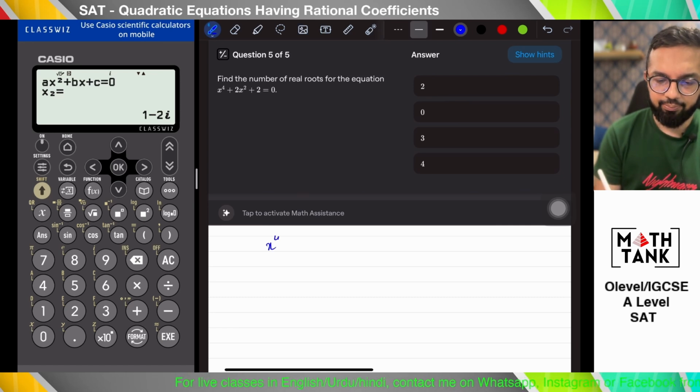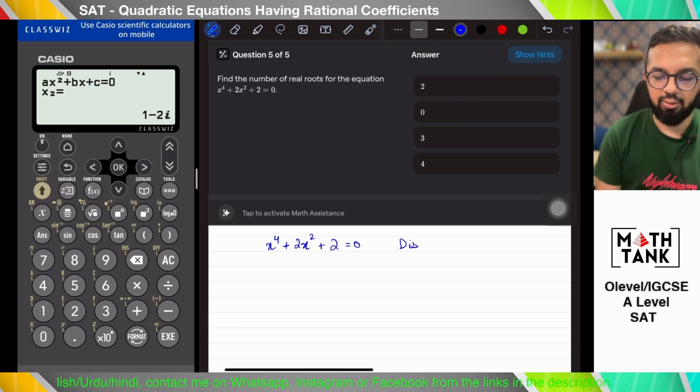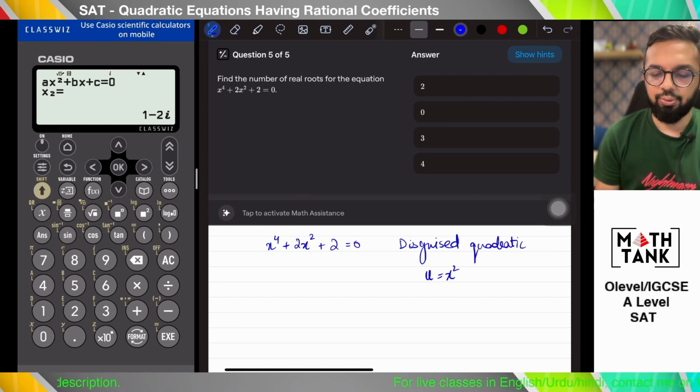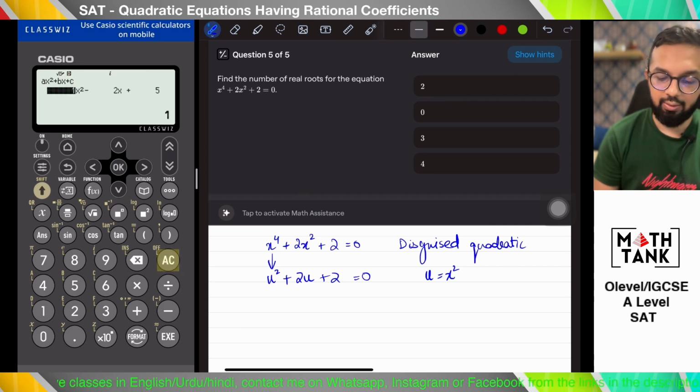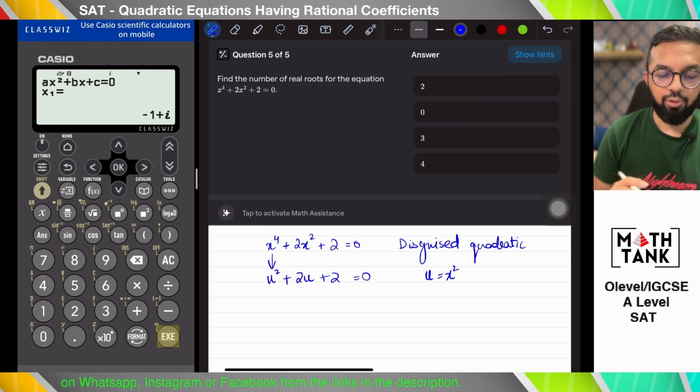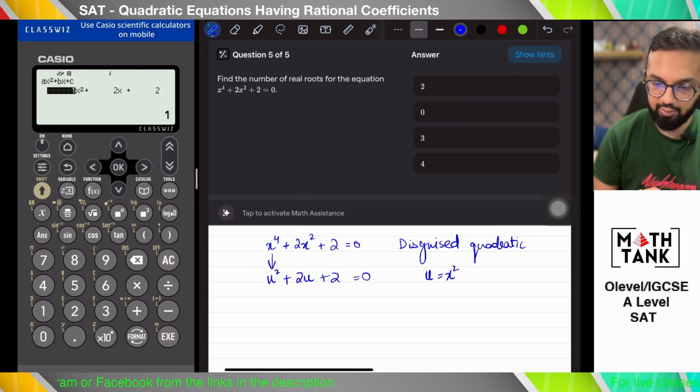Now remember that these are what we call disguised quadratic equations. They're not quadratic per se. Why are they disguised? Because let's say if I take a substitution and call u equals x squared, this changes to u squared, this changes to u, and this changes to 2. So whatever answers you get from solving your quadratic, those will be answers for u. Let me see if I've done that correctly. Those will be answers for u.